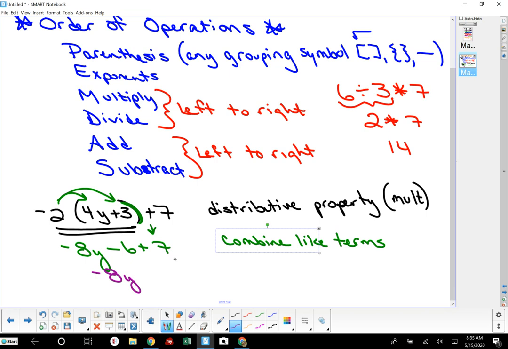So here I have a -6 plus 7 is a +1, and I can't do anything else. The 8y and the 1 are not like terms. So this would be the expression that I would get when I simplified.